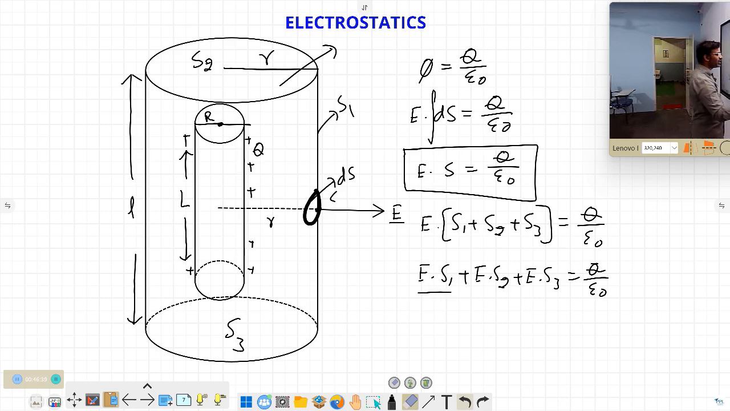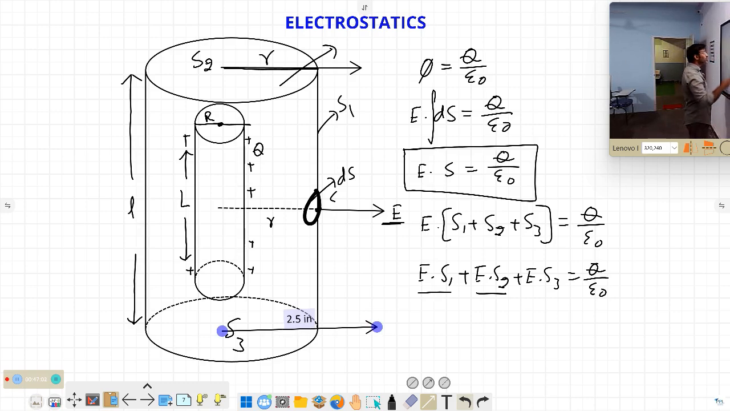Now what is the electric field across S1? The electric field across S1 we can already calculate, because the electric field is coming out of this one. What is the electric field at S2? Where is S2? This is S2. What is the direction of the electric field according to the concept of this? This is the direction of the electric field at this point also. What is the direction of the electric field at S3? This is the direction of the electric field.